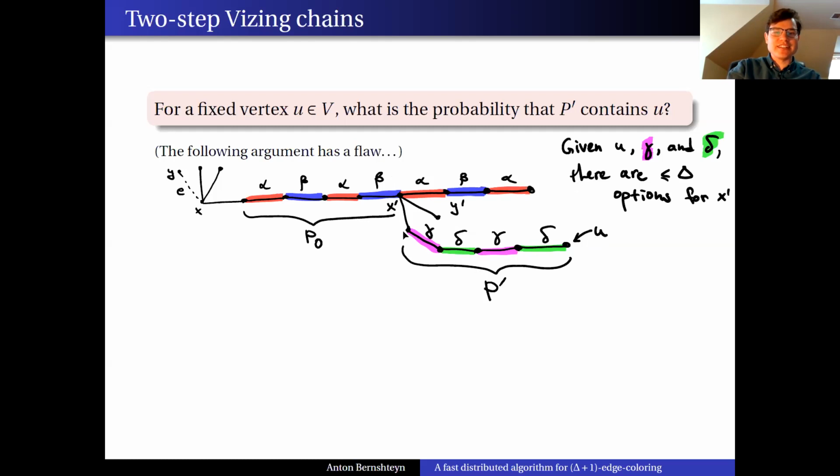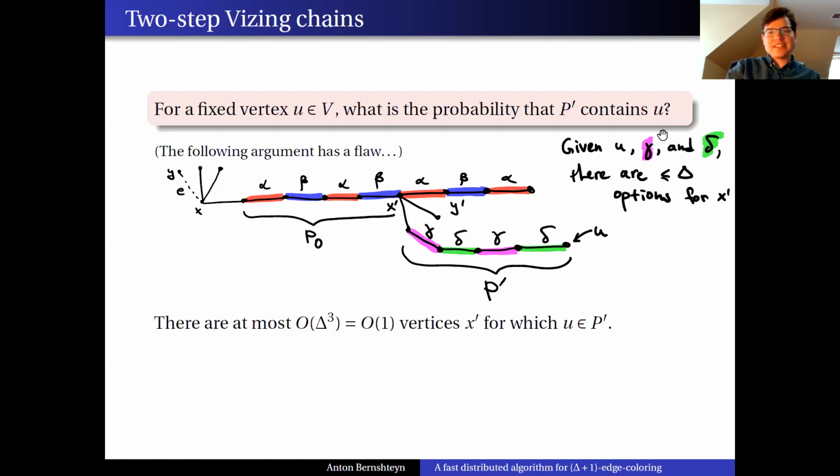So if I know gamma and delta, I can get within the neighborhood of x prime, and hence the number of options for x prime becomes at most delta. And since there are at most delta plus one options for gamma and delta plus one options for delta, I get a total of big O of delta cubed options for x prime for which u can possibly be in the path p prime. Again, if you give me u, then I just need to specify gamma, delta, and which of the neighbors of this last vertex x prime is. So that's where the delta cubed comes from. And I'm assuming that delta is a constant. So there are really constantly many vertices x prime for which u would be in the path p prime.